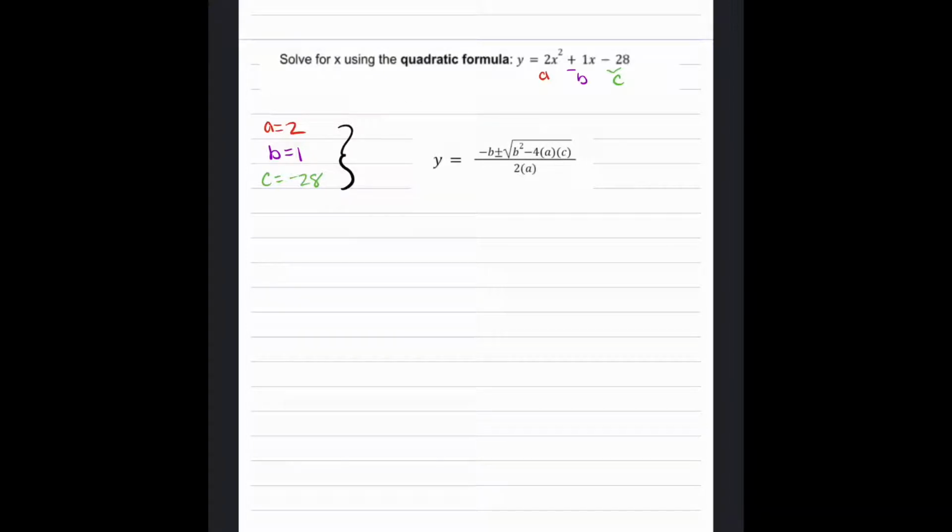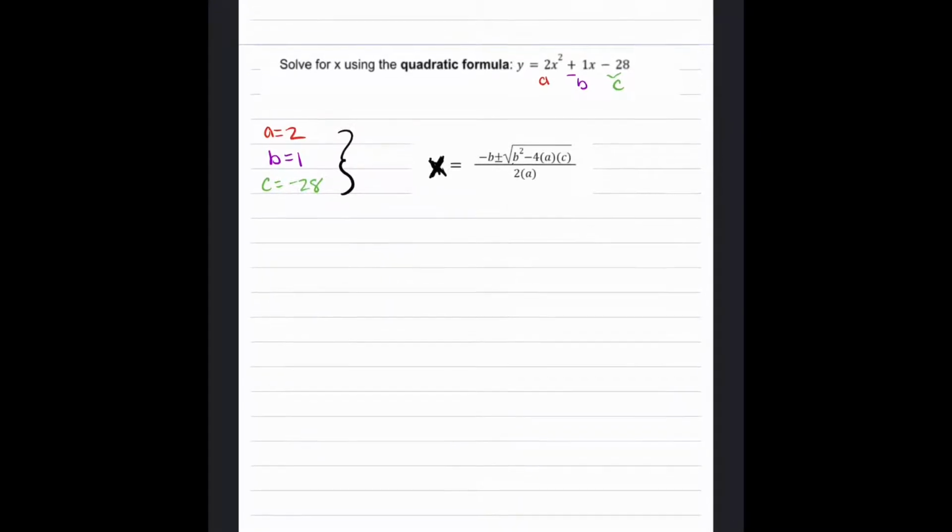Okay, let's go ahead and get started. So this actually says y equals, whoopsie, this is a mistake. Gotta fix this. This should say x equals. So this is our quadratic formula. X is equal to negative b plus or minus the square root of b squared minus 4ac, all over 2a.